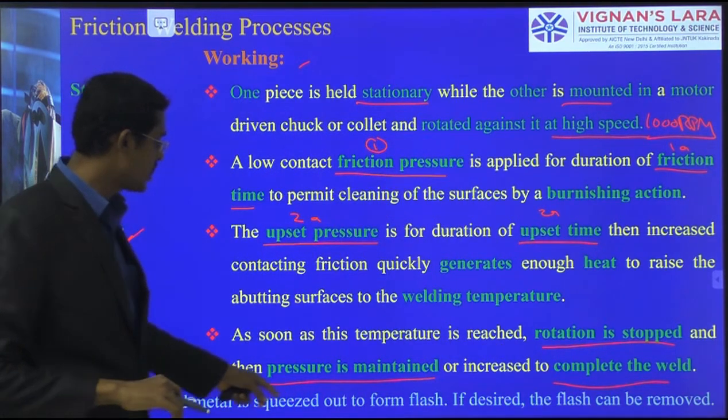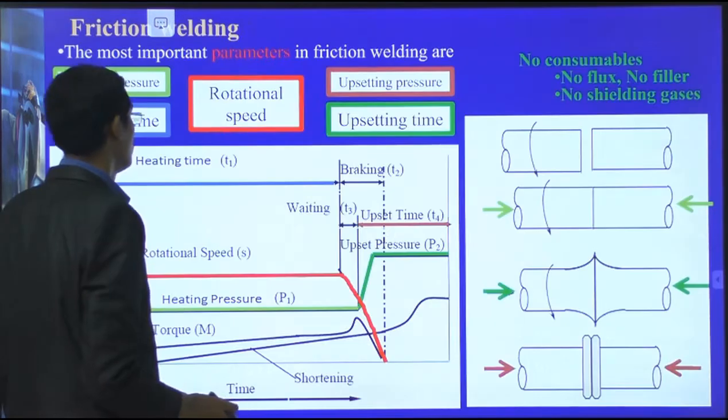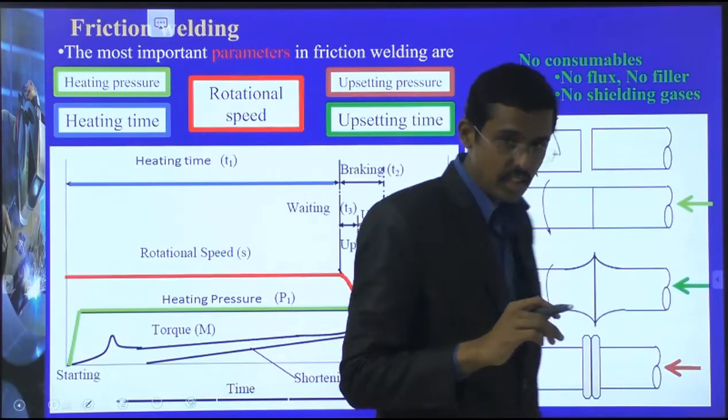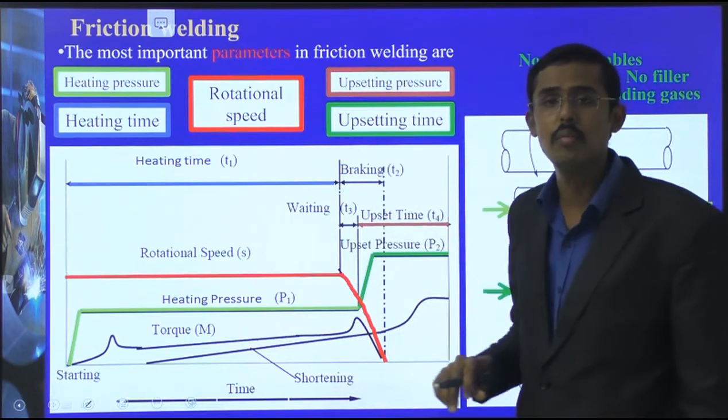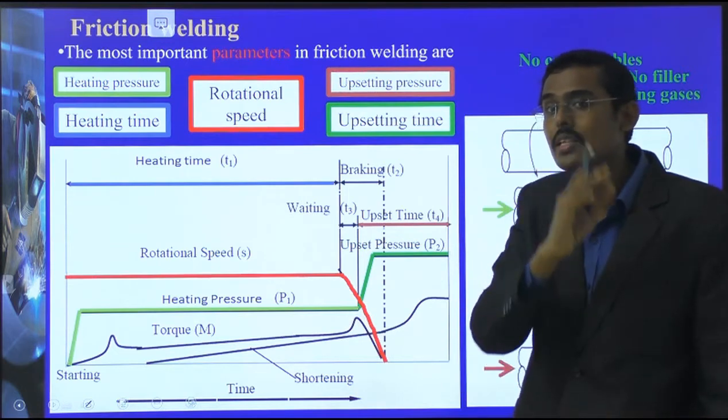So softened material is squeezed out as flash, as desired, it can be removed. So you see, in simple, in this sketch we can able to understand what the general idea is, what are the parameters we have used.